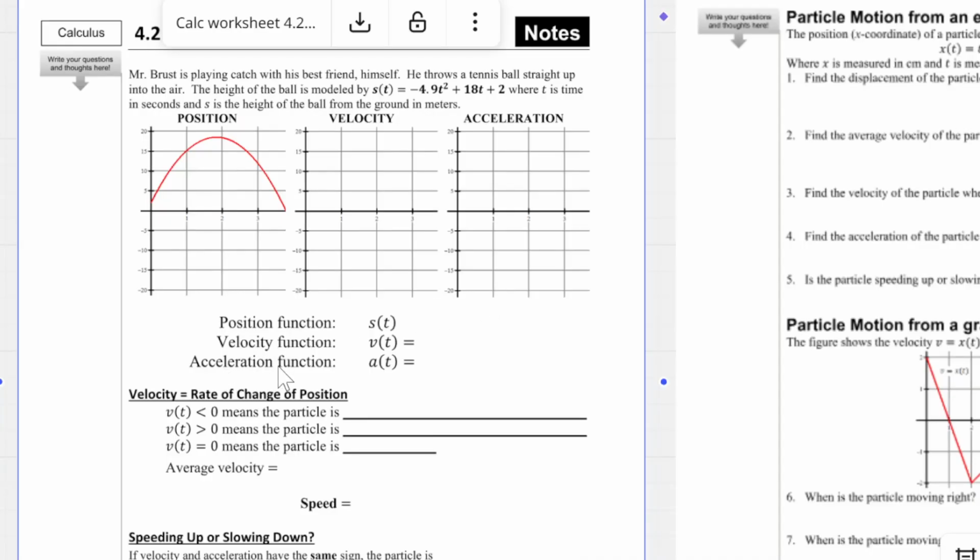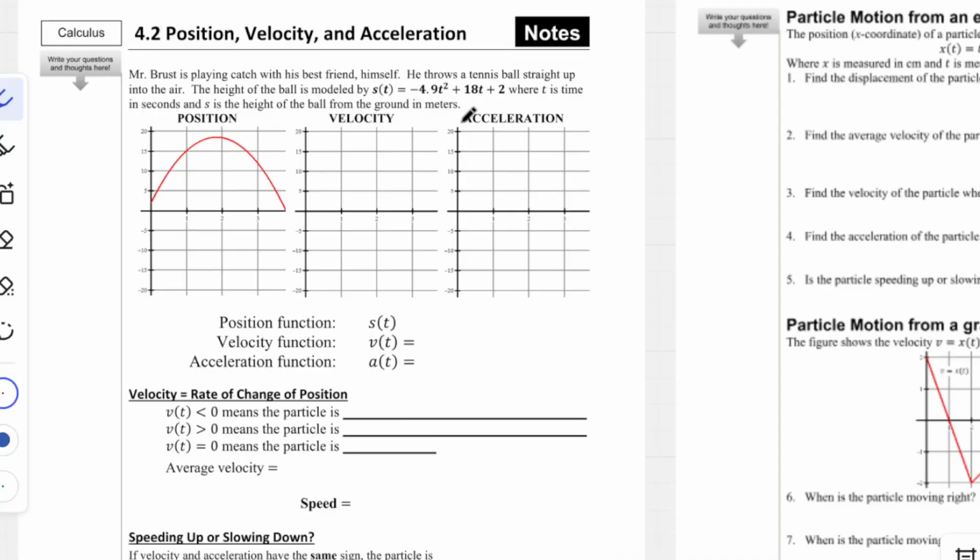4.2 position, velocity, acceleration. The velocity is the derivative of the position. So you want to memorize that. The velocity is the derivative of the position. So they gave us a position equation, and they're asking us for the velocity. So that means we take the derivative.